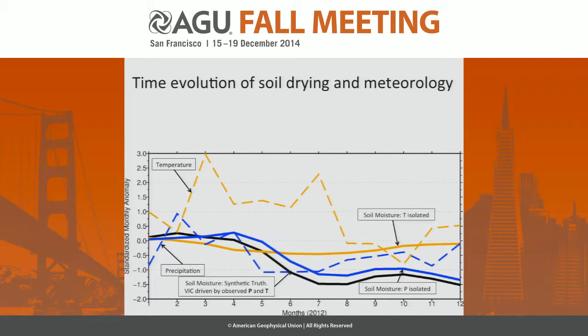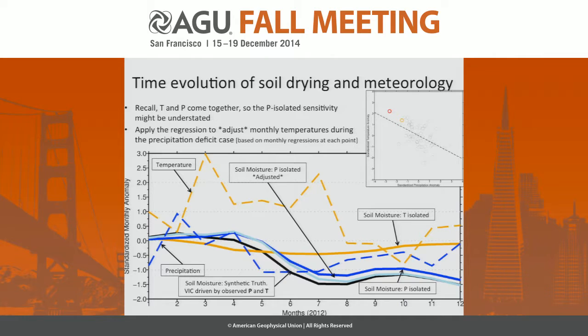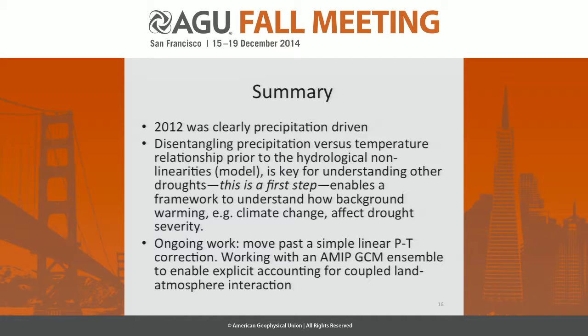As I was saying before, the role of precipitation in this experiment might be understated, because recall that temperature and precipitation come together. That's due to the energetics at the land surface, the Bowen ratio, and so forth. So to adjust the role of precipitation in isolation, I simply adjusted the monthly temperatures during the precipitation deficit case according to this simple regression between precipitation and temperature. What you end up with is an even larger fraction of the anomaly explained. The same could be done for temperature, and that would probably reduce its influence a little bit and let us understand what the residual temperature influence on drought would be, which could be useful for a climate change analysis. So in summary, 2012 was clearly precipitation driven.